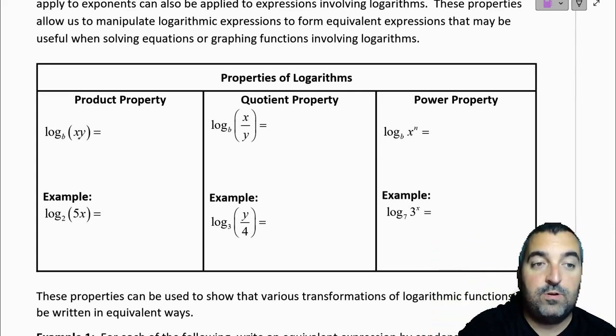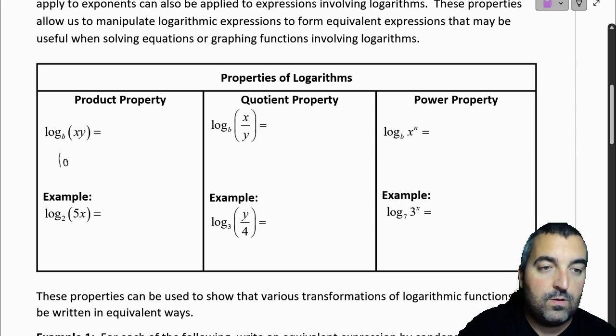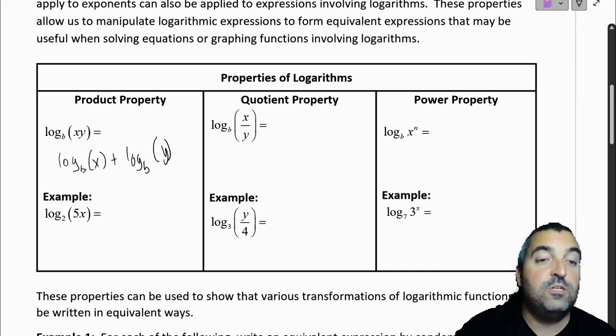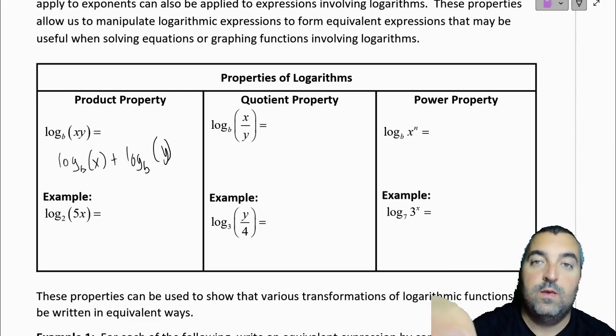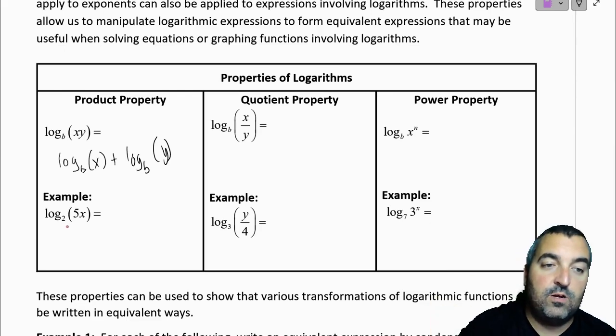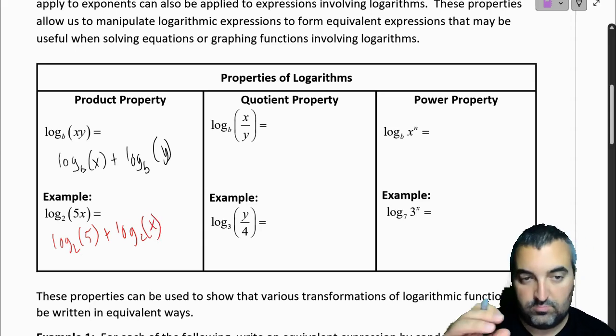So the product property is when you have the product, or the multiplication, inside of a log, you can break it up using two separate logs and addition. So you'll notice the base stays the same, but then x and y got split up. Okay, so we're going to do the same idea in this example. Log base 2 of 5x. Well, I can separate it as log base 2 of 5 plus log base 2 of x, because 5 times x I can break up.